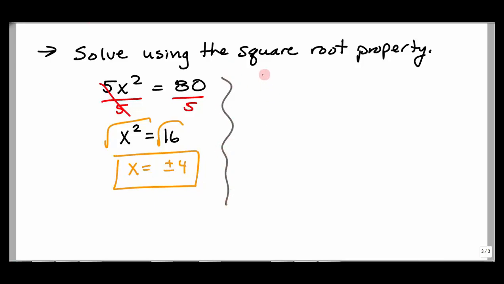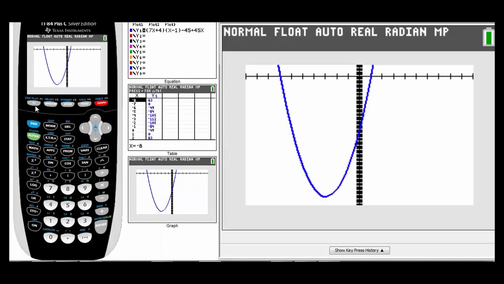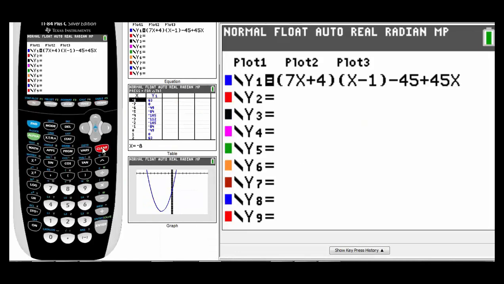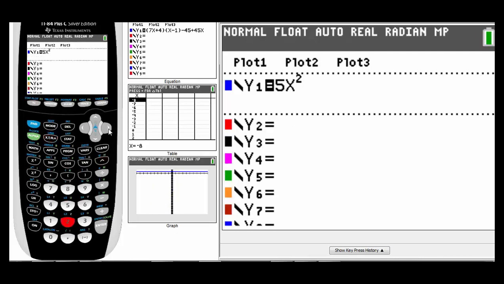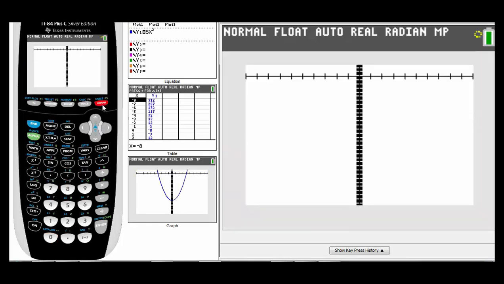Now, if we were going to use this for graphing, remember, I'd have to make sure I subtracted the 80 over and it was set equal to 0. So let's go ahead and jump into our graph, 5x squared minus 80. Clear that out. So 5x squared minus 80. Again, we hit our graph key. We might have to adjust some things here. Goes clear down. This is because of the minus 80.